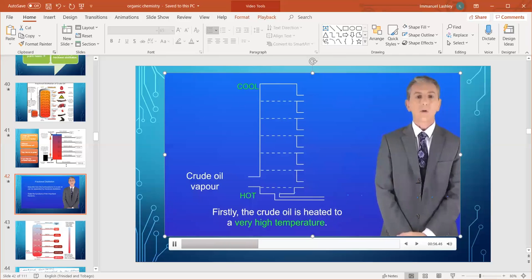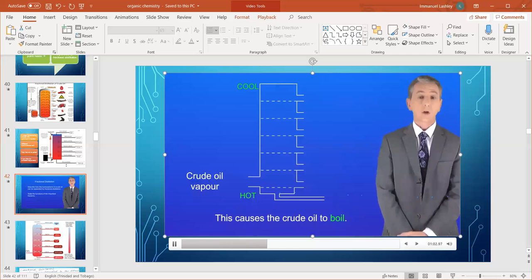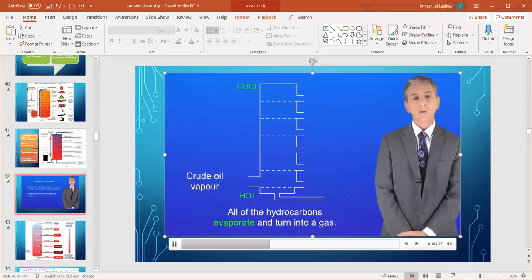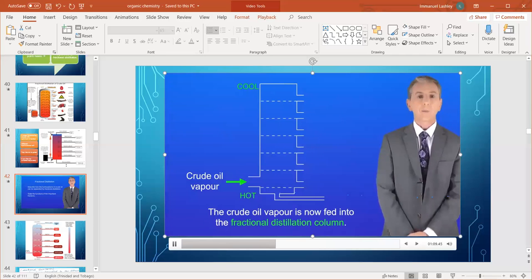I'm showing you a drawing of this here. Firstly, the crude oil is heated to a very high temperature. This causes the crude oil to boil. In other words, all of the hydrocarbons evaporate and turn to a gas. The crude oil vapor is now fed into the fractional distillation column.